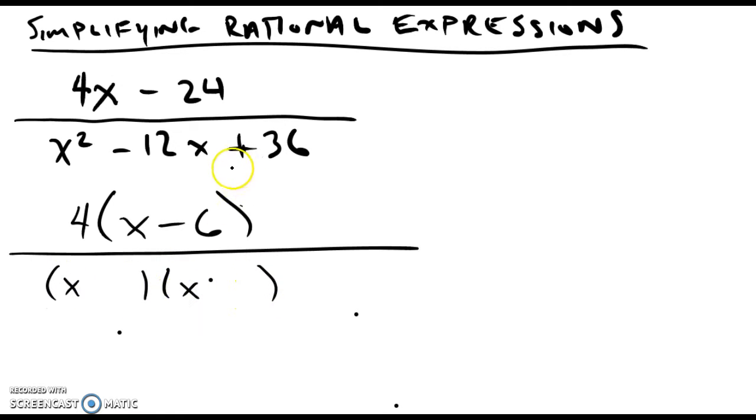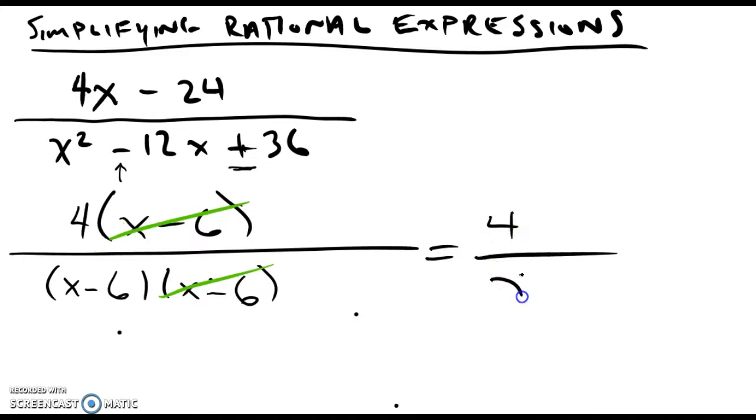We're going to look here, in case you forgot. We either have two positives or two negatives. Look here, and we have two negatives, that means... What times what gives you 36 that adds up to 12? Well, 6 and 6. And now we can actually cancel. We can simplify it, cancel out the x minus 6's. So we wind up with 4 over x minus 6.